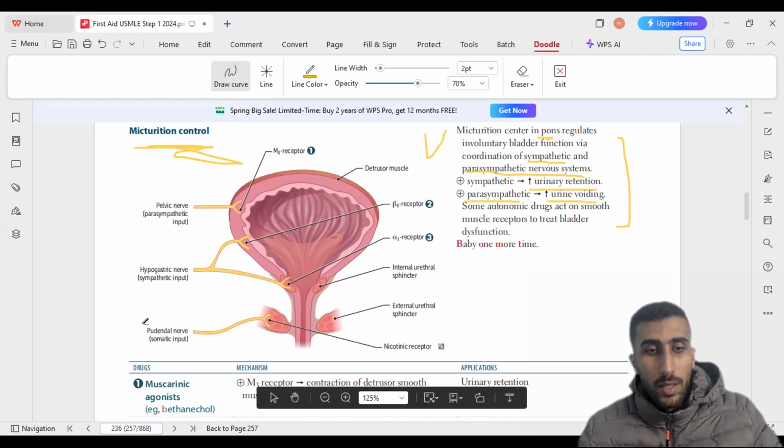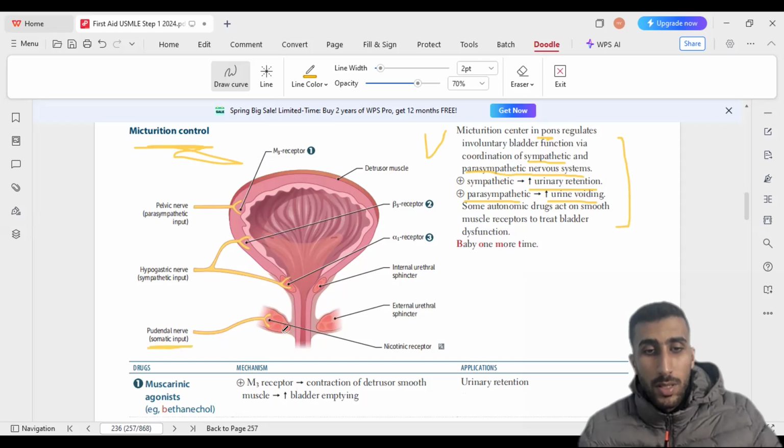First, when you initiate micturition, it's under your control. This is done through the pudendal nerve, somatic input, which acts through the external urethral sphincter. This is first. Second is the pelvic nerve.